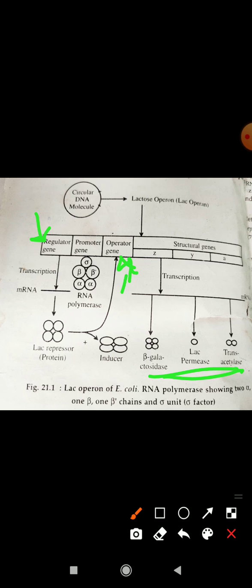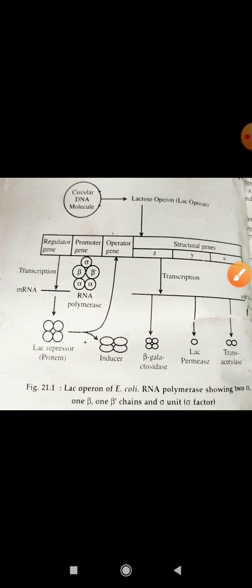Operator gene thus functions as a switch to turn on and off the activity of structural genes. Means whenever this product of regulator gene, that is lac repressor, a type of protein, binds with this operator gene, the operator gene gets blocked. And that's why there is no synthesis of the enzymes.